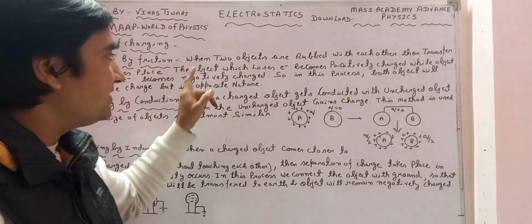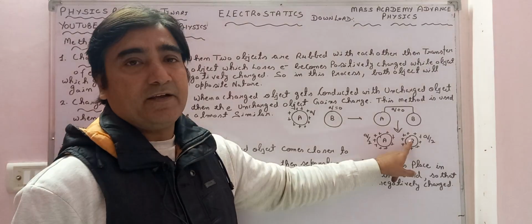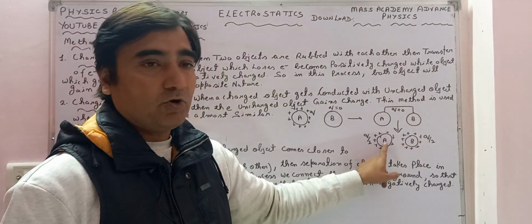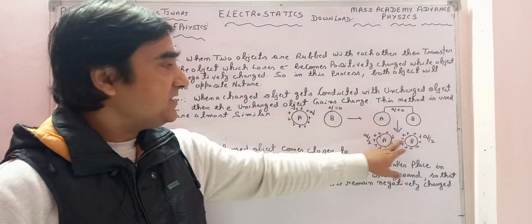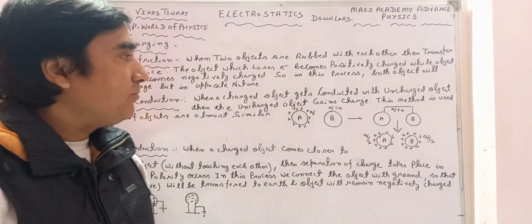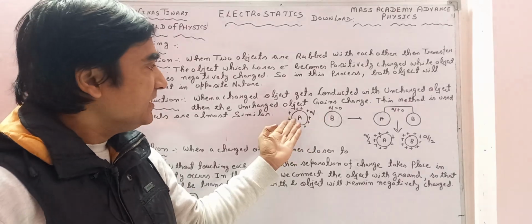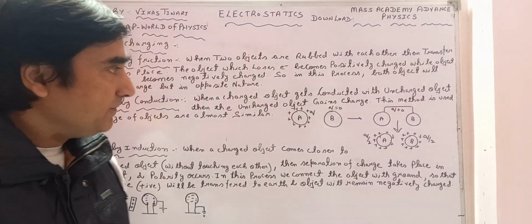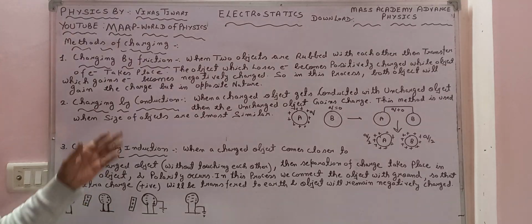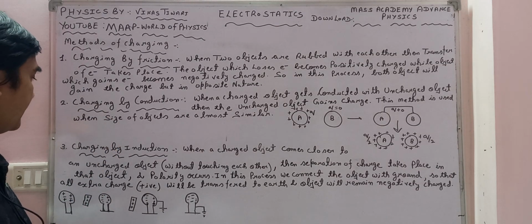In this particular first method the nature will be opposite, but in this particular case the nature on the two bodies will be the same. Means if it is positively charged, then it is also positively charged. It may be negatively charged. Then in that case electrons will start flowing from this body to this particular body. So this is the second method, which is called charging by conduction.